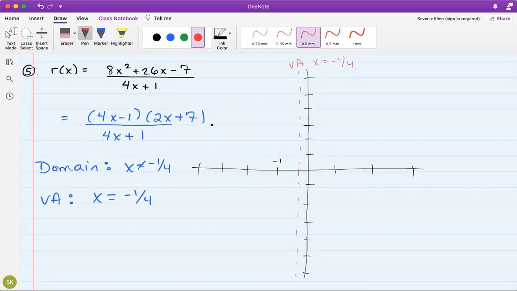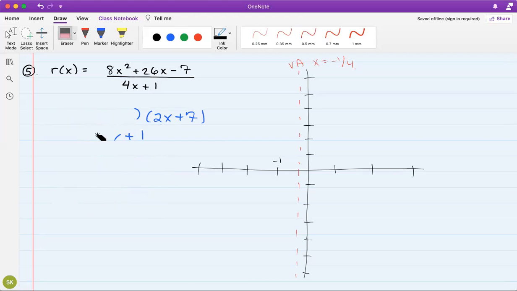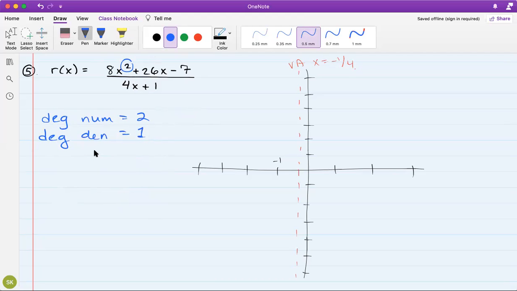Okay, now let's find our horizontal asymptote or our oblique asymptote. So I'm going to erase this. Now remember that you have a horizontal asymptote when the degree of the numerator is less than or equal to the degree of the denominator. Here the degree of the numerator is 2 and the degree of the denominator is 1. Let's write that down. Since the degree of the numerator is 1 more than the degree of the denominator, we're going to have an oblique asymptote. Let me write that down.